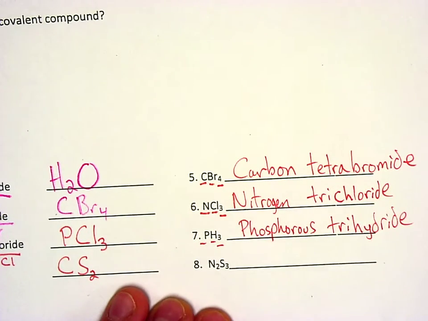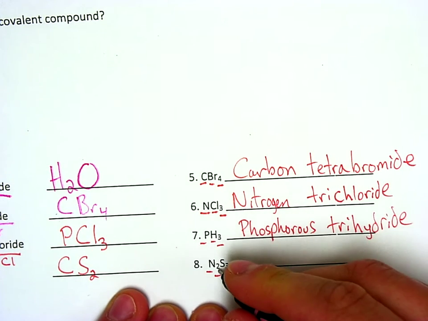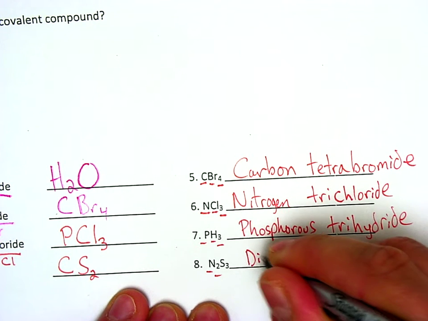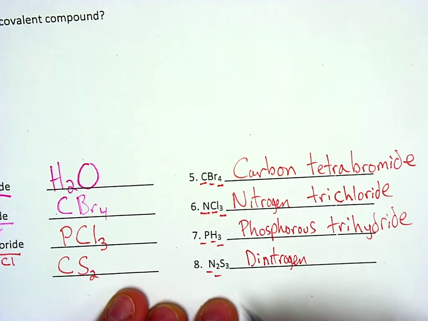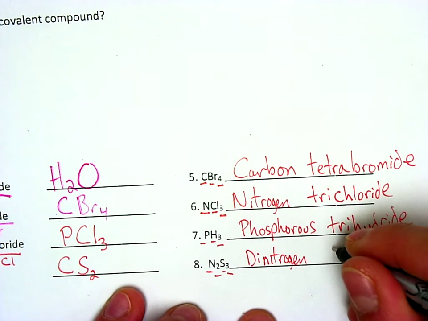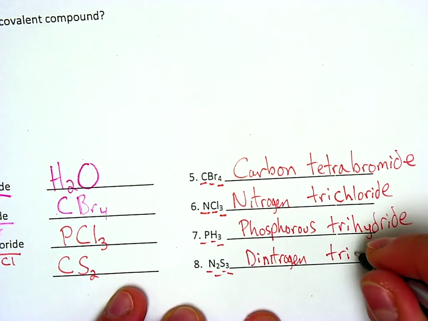All right, last one, 2 nitrogens. So here my first element actually does have a subscript after it, a number. So I need to use a prefix. So 2, that would be di. Dinitrogen, we don't cut off the ending of the first element. And then the last element here is 3 sulfur. So 3, again, tri. And then instead of sulfur, it's going to be sulfide.